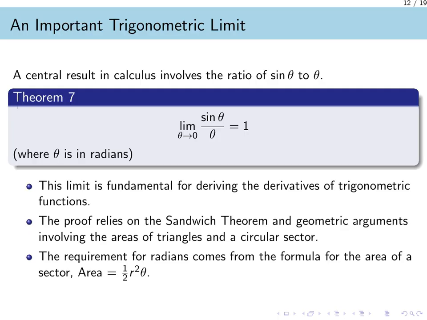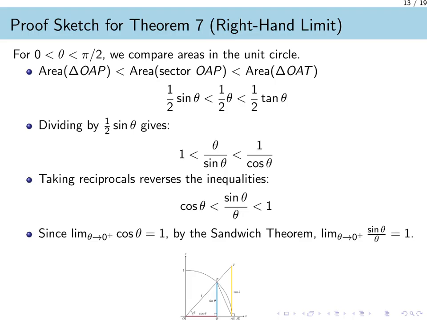We will soon prove this result by comparing the areas of a triangle and a sector and then applying a tool called the sandwich theorem. The essential thing to remember is that this specific limit is 1, a fact that forms a cornerstone for the calculus of trigonometric functions. To prove that the limit of sine theta over theta is 1 as theta approaches 0 from the right, we will use a clever geometric argument involving areas in a unit circle.